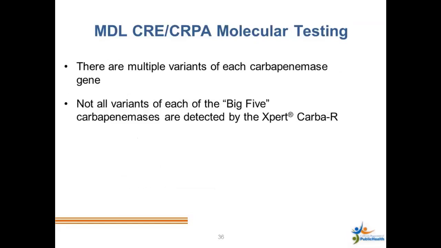Something important to note is that there are multiple variants of each carbapenemase gene. They are functionally equivalent, but can have slight differences in nucleic acid sequence. Unfortunately, not all variants of the big 5 carbapenemases are detected by the Xpert Carba-R.